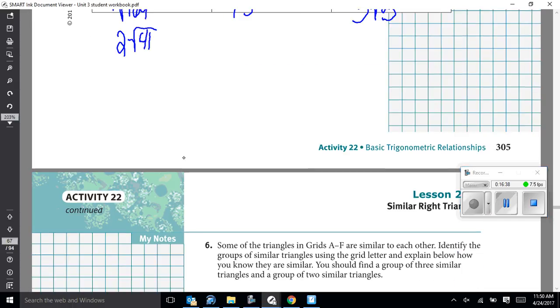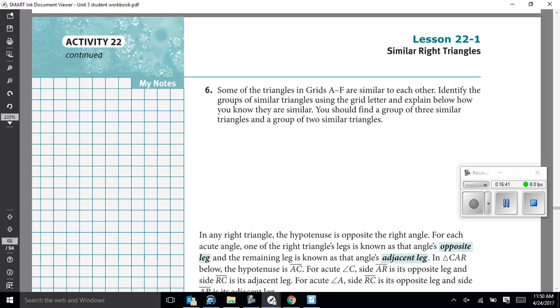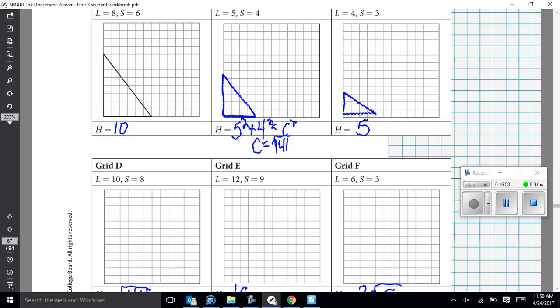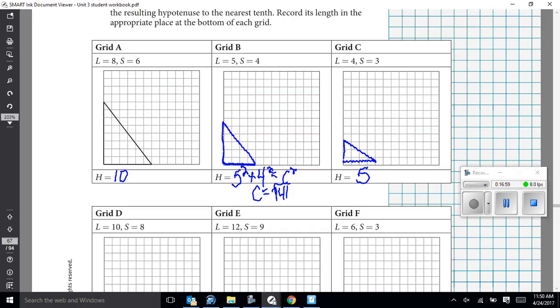All right, number 6: some of the triangles in grids A through F are similar to each other. Identify the groups of similar triangles using the grid number and explain how you know they are similar. So looking at these, which ones are similar triangles? If we look at A and B, are they similar? To get from 8 to 5 and 6 to 4, are we multiplying by the same thing? No. All right, so if we look at B and C, are they similar?